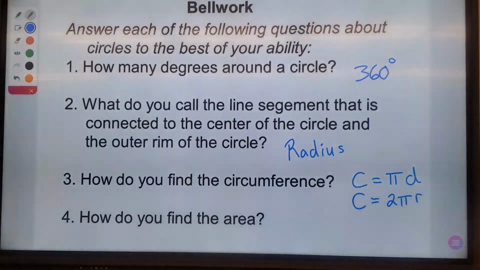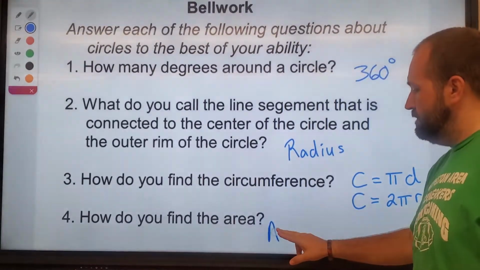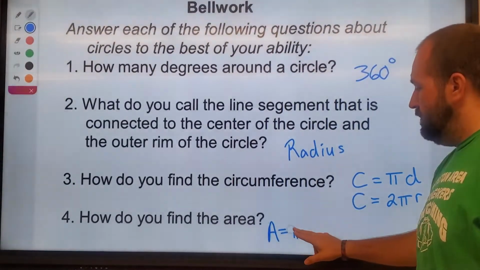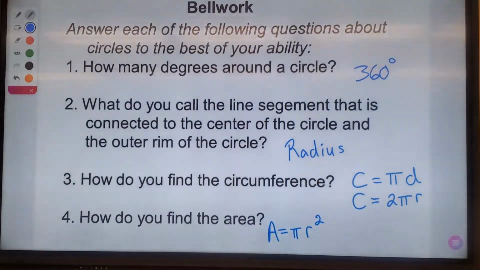Okay. Number 4, how do you find the area of a circle? That is A equals pi times the radius squared. Okay. It is important that you remember that when you square something, you take it times itself. It is not times 2, it is times itself. Okay, moving on.